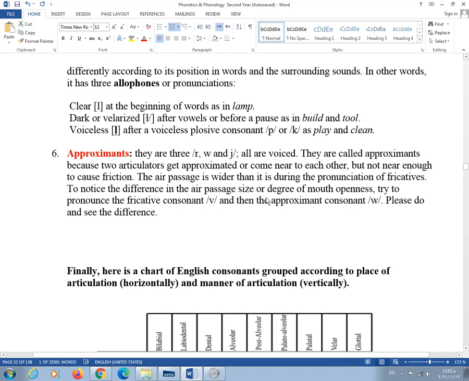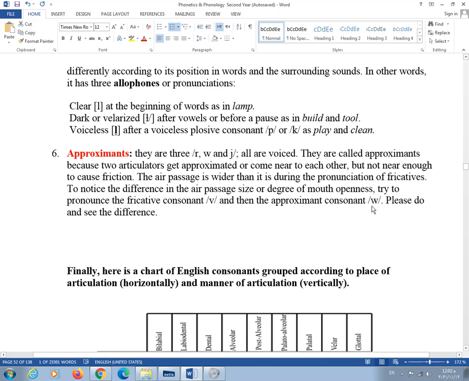Try to pronounce the fricative sound V and then the approximant sound W, and see the difference. When you say V and then say W, what happens when you say W? Our mouth is more and more open.